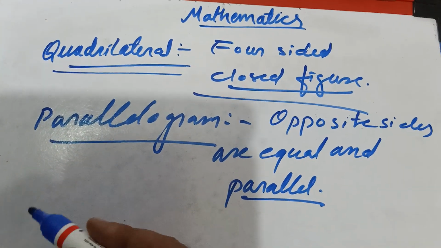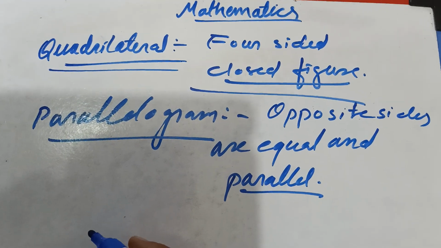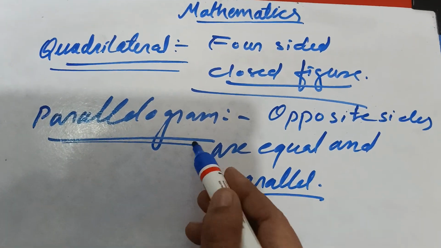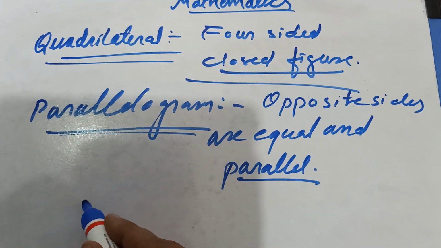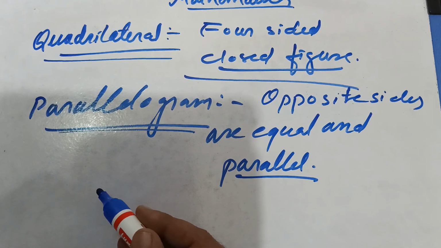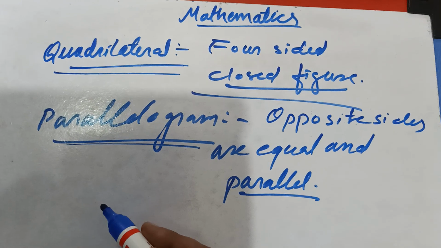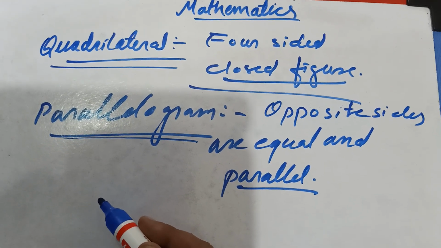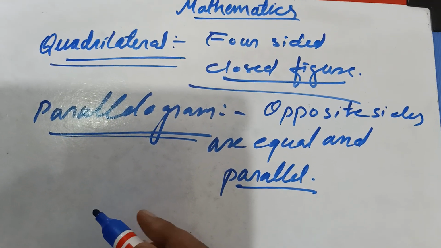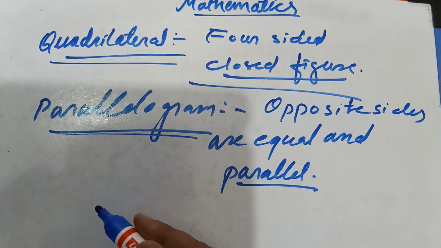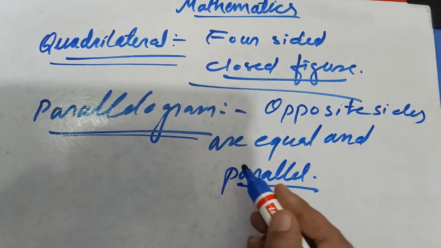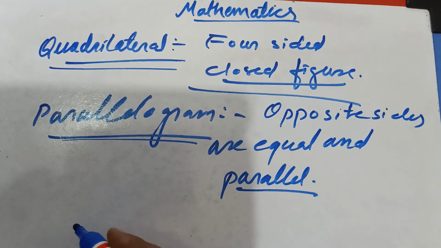Quadrilateral, then parallelogram. It means some quadrilaterals are not parallelograms. For example, kite, trapezium, and a general quadrilateral, which have four sides, are not parallelograms. To be a parallelogram, it's necessary that opposite sides should be equal and parallel.